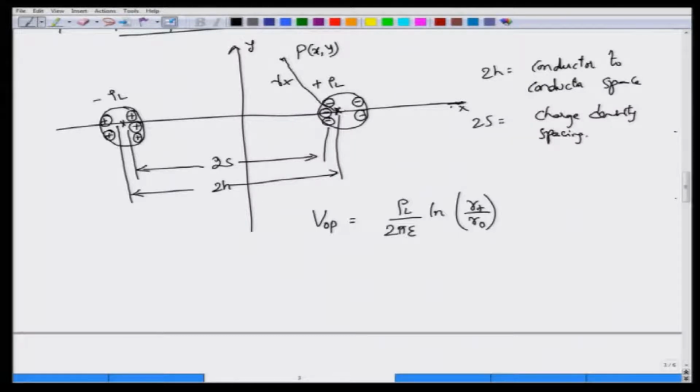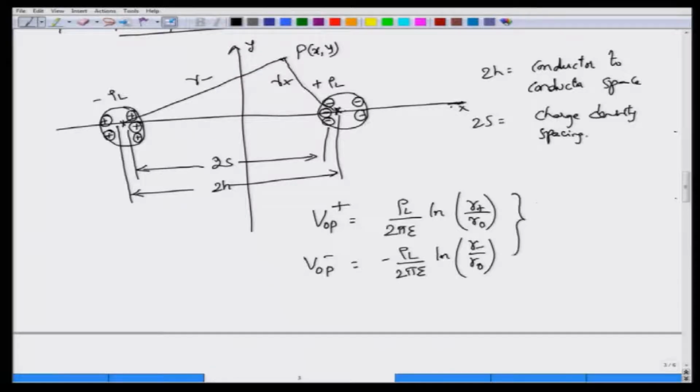Let us call this VOP plus. Similarly, there will be VOP minus, which is because of the negative line charge density rho L at a distance of r minus from the point P. VOP minus is given by minus rho L by 2 pi epsilon log of r minus by r 0. The total potential is the sum of these two: rho L by 2 pi epsilon times log of r plus by r 0 minus log of r minus by r 0. From the log rules, this can be written as r plus by r 0 divided by r minus by r 0, and this becomes log of r minus by r plus.